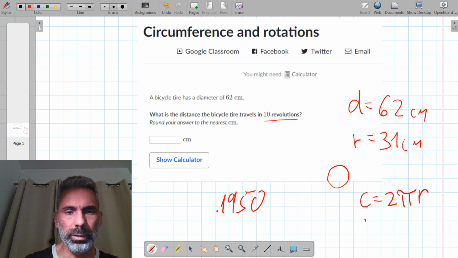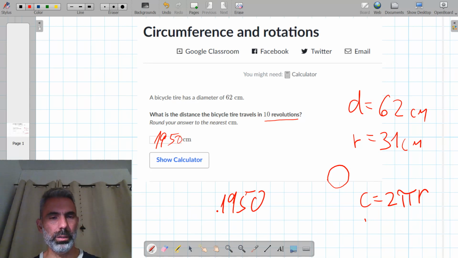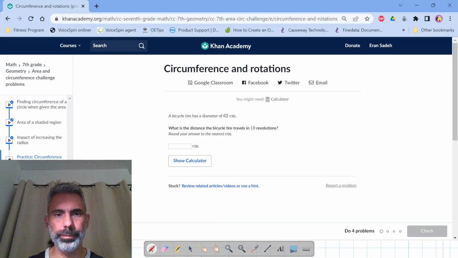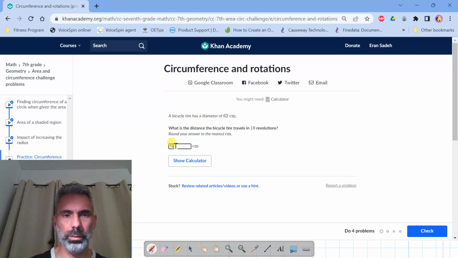And 10 revolutions is 1950 centimeters. Okay, 1950.